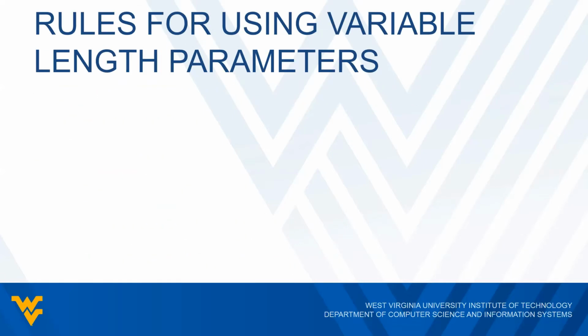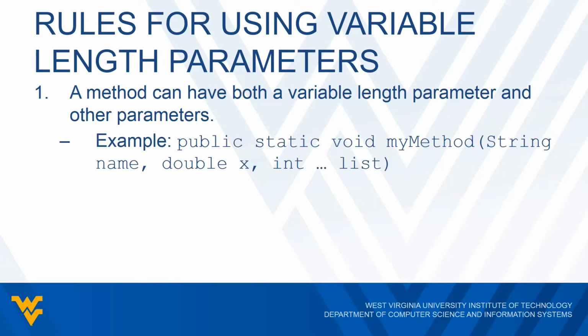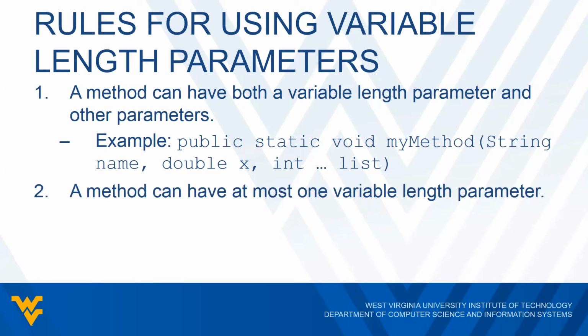Now, when using the variable length parameter list, there are some rules that we have to follow. The first rule is that a method can have both a variable length parameter list and other parameters. For example, this is allowed, where I can have several parameters and then I can include the parameter list. The second rule is that a method can have at most one variable length parameter. So I'm not allowed to have 2 variable length parameters. I can only have one, and that would contain any number of additional parameters that I want.